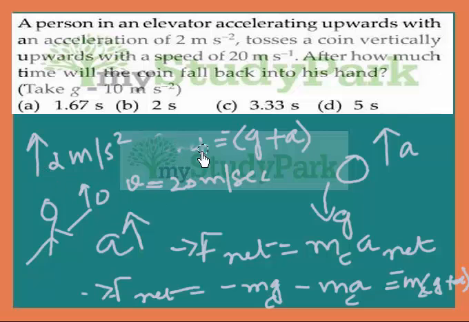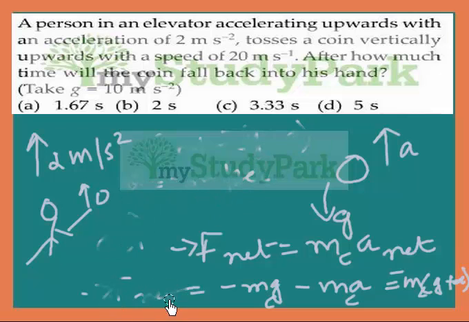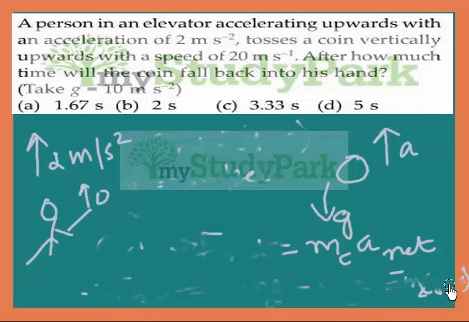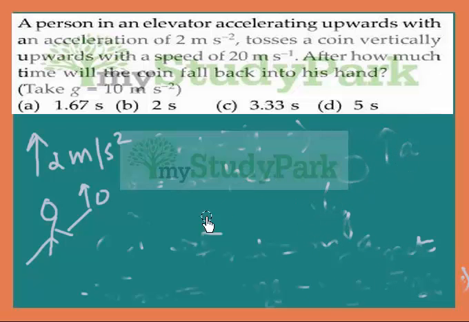So now we have to solve this problem. What is the total time that is taken by this body to come back to the person? You know the net acceleration, you know the initial velocity, and you just need to know the total time that it takes for the coin to come back to the person. If the person is standing here, it goes there and it comes back, how much time does it take is what we have to find.